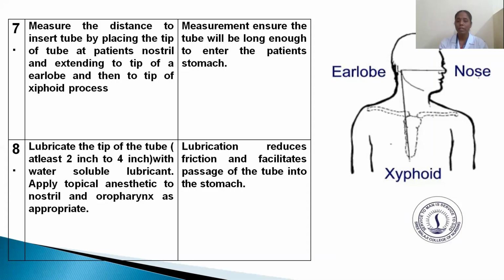What will happen? What is the rationale? To reduce the friction of the tube so it is easily inserted into the stomach. The 7th one is to measure the distance from the tip of the nose to the earlobe to the xiphoid process. Then only you can see that enough length of the tube is inserted into the stomach. The 8th one, lubricate the tube 2 to 4 inches with the water soluble jelly to avoid friction and make it easy to enter the stomach. This is my 8th point.